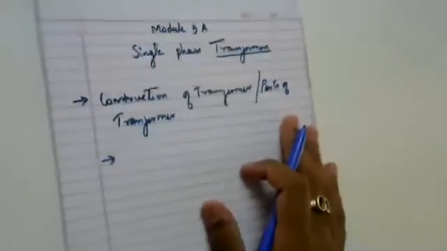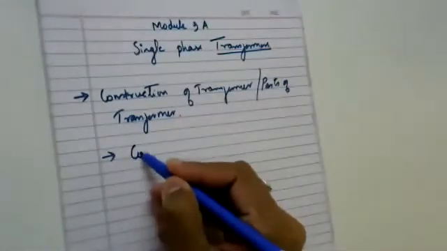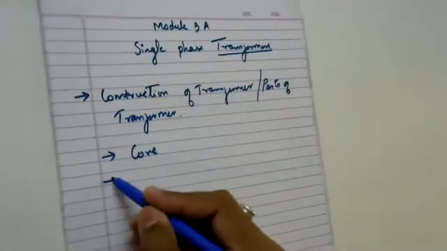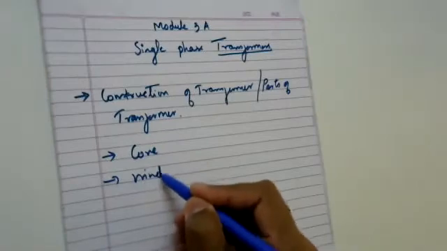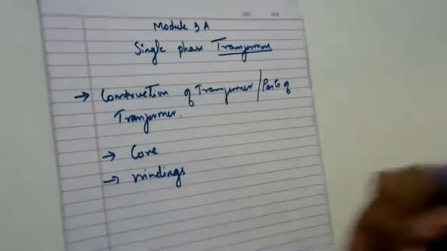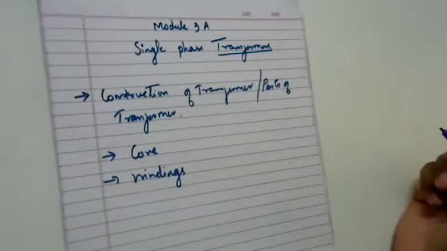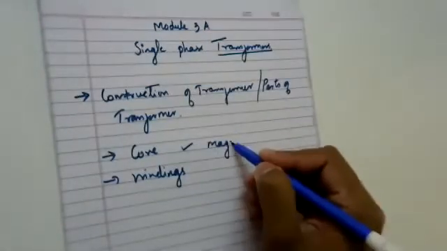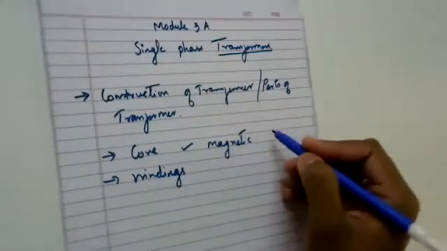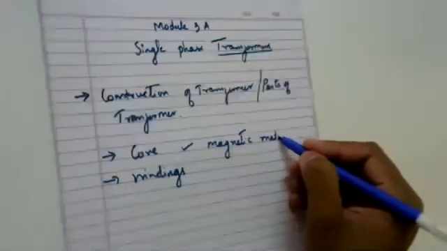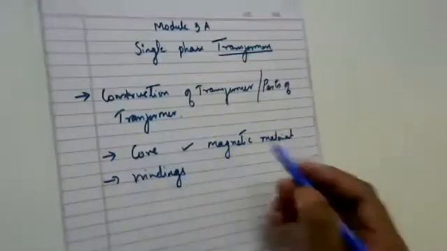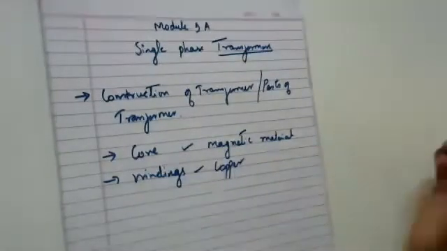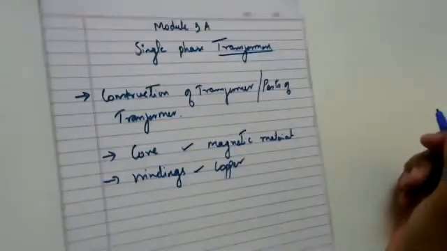The parts of the transformer are, first, the core. Second, the windings. The core is made up of magnetic material, and the windings are made up of copper.